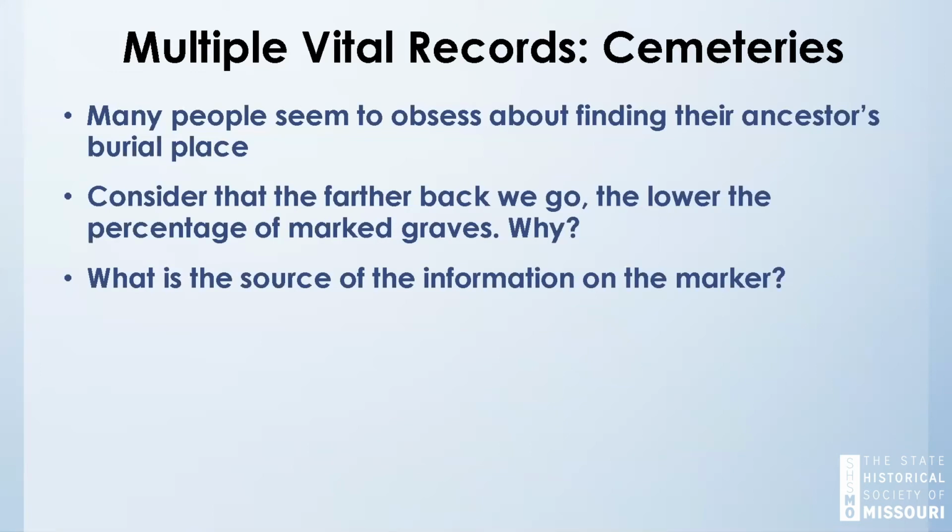Also, if you have Quaker ancestors, it was thought to be ostentatious to mark a grave for many, many decades early in Quakerism, so they're not marked. You also have to think, what's the source of information on the marker? If the marker was placed many years later, it may be totally off. And I'll give you an example here in a minute.